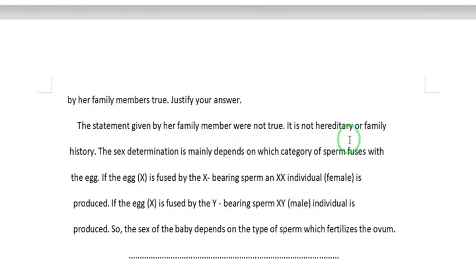It is not hereditary or family history. Sex determination mainly depends on which category of sperm fuses with the egg. If the egg is fused by the X-bearing sperm, an XX individual, that is female, is produced. If the egg is fused by the Y-bearing sperm, XY, a male individual, is produced. So the sex of the baby depends on the type of sperm which fertilizes the ovum.